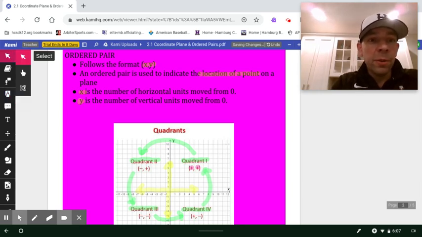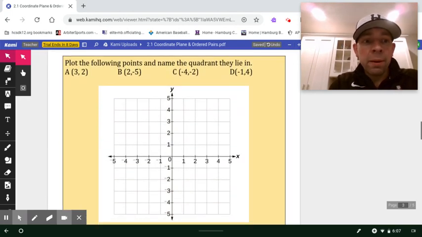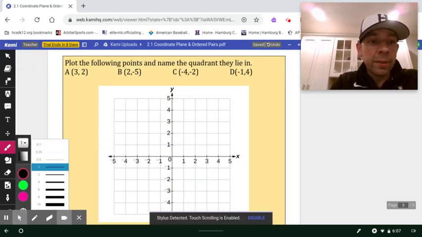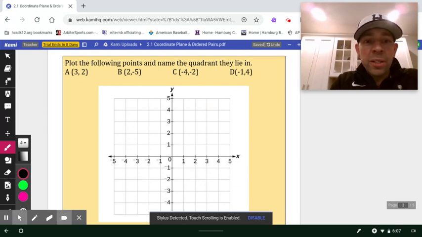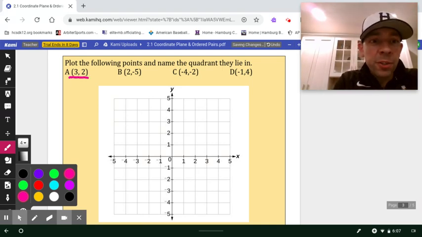Okay, let's look at a few. I think we're ready to tackle some examples, don't you think? All right, let's see if we can enlarge. So let's say we want to graph the point (3, 2). Remember, the 3 is your x. I always like to write the x up there, and the 2 is going to be my y-coordinate.